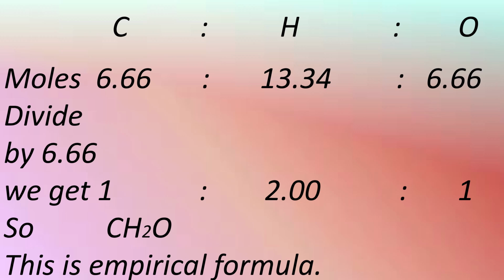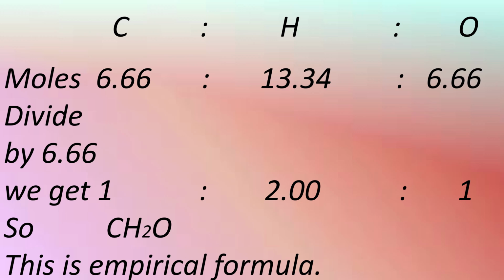Now, carbon, hydrogen and oxygen. First we will write their moles. Moles of carbon is 6.66 moles. Moles of hydrogen 13.34 moles. Moles of oxygen 6.66 moles. We have to convert them into whole number. So we will divide by smallest quantity, and smallest quantity is 6.66. Divide by 6.66, we get 1 is to 2.00 is to 1.